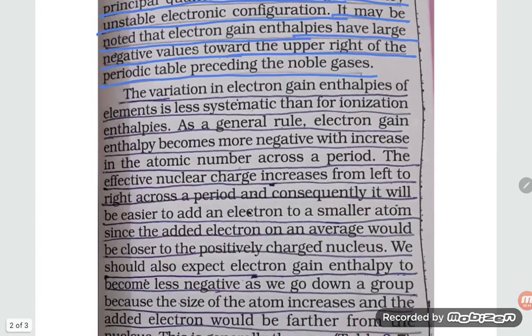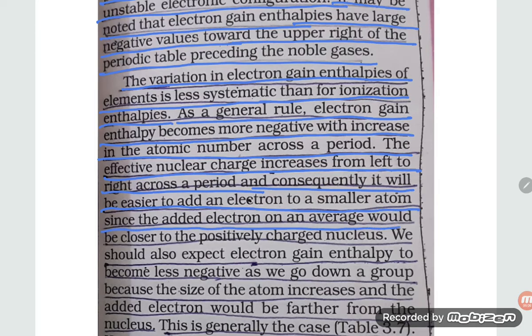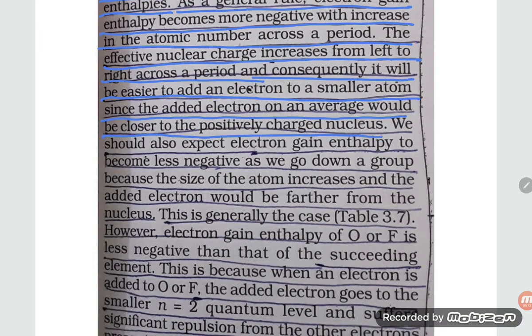Now let us read out the other statement. The variation of electron gain enthalpy of elements is less systematic than the ionization enthalpy. As a general rule, electron gain enthalpy becomes more negative with increase in the atomic number across a period. The effective nuclear charge increases from left to right across a period. Consequently, it will be easier to add an electron to the smaller atom, since the added electron on average would be closer to the positively charged nucleus.